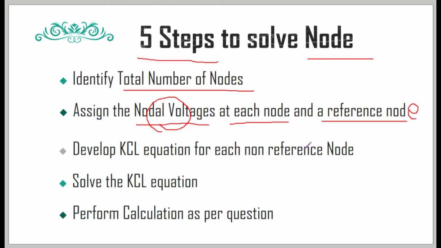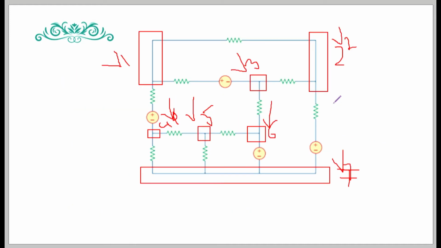The reference node is any node within the circuit that we consider, and that node will have a voltage value of 0. That node will be grounded, and it is wise to select a node that has the maximum number of branches connected to it. Like this node, there are four branches connected, so we will consider this node, the V7 node, as the reference node. That is, the value of V7 will be 0. This node will be grounded.